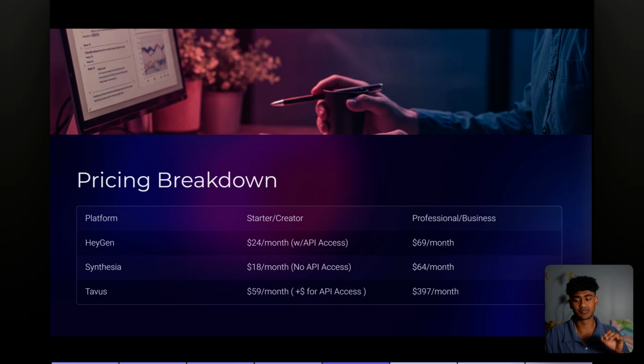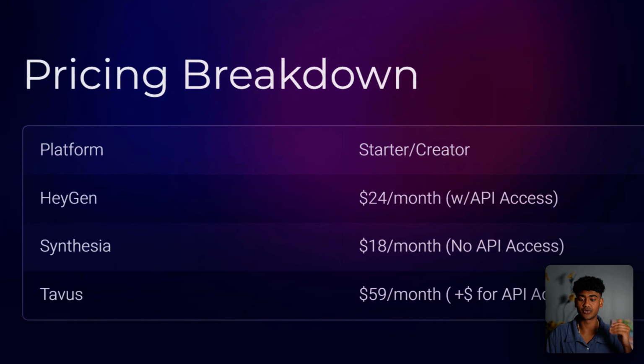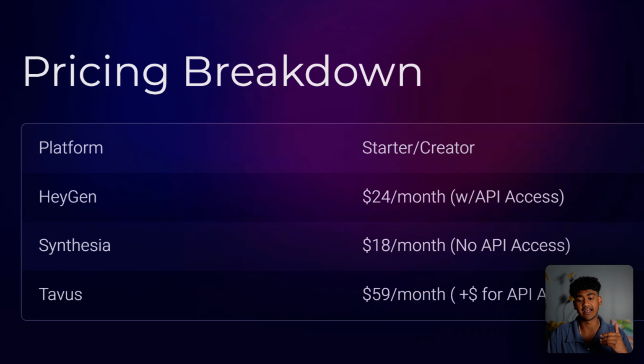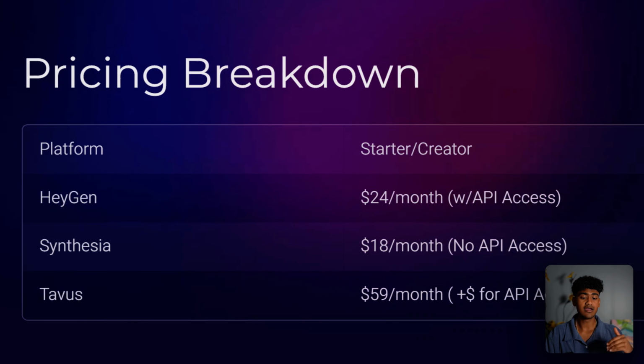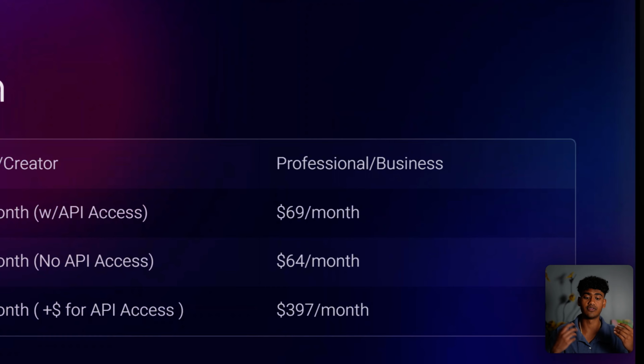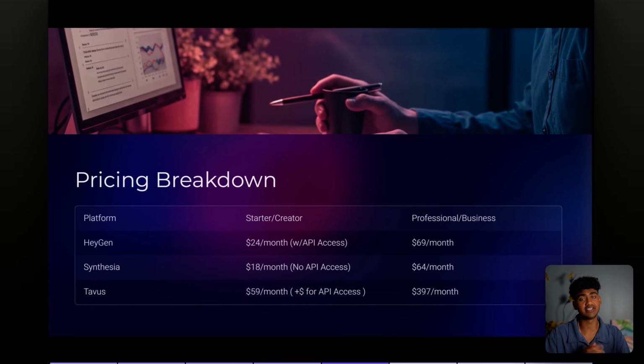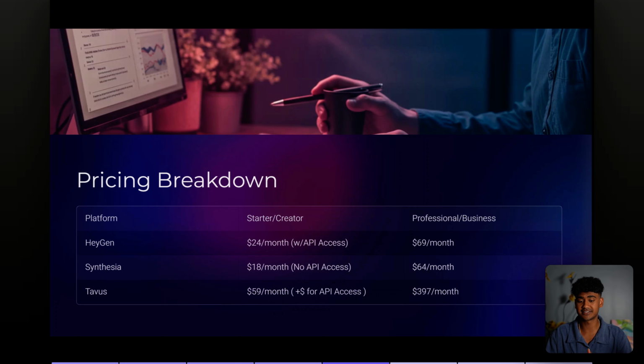So now going into the pricing breakdown, HeyGen is at $24 per month with the API access for the starter creator plan, and then at $69 per month for the professional business plan. HeyGen actually does have an agency enterprise plan, which they recently released. We use that because we are an agency that's working with several clients.